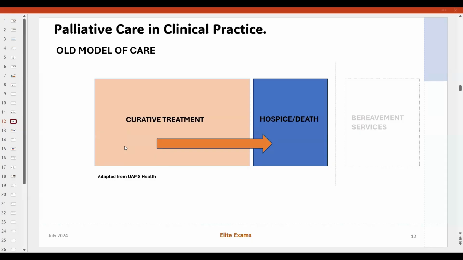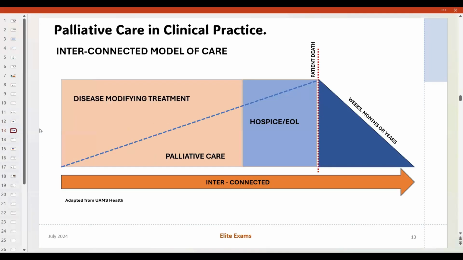We didn't have bereavement support, or even if the patient got better, there was no support to help them manage the psychological impact of having that condition, for example, cancer. But palliative care has evolved, and this is the model we are currently working with. So there is a thin line between treatment and moving a patient up to palliative care or end of life.